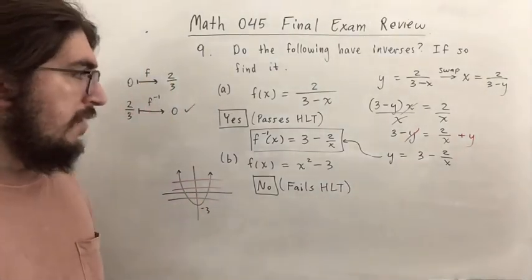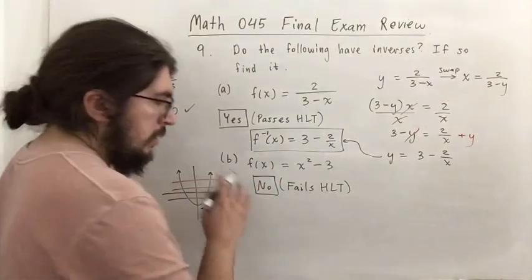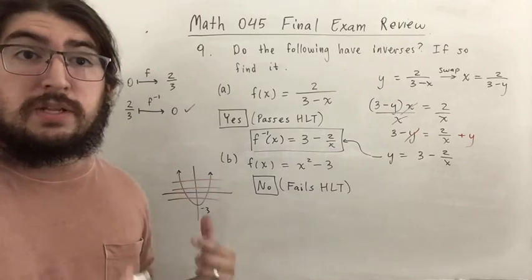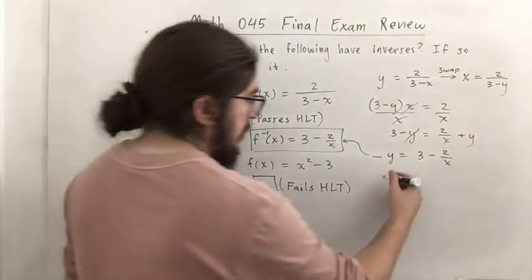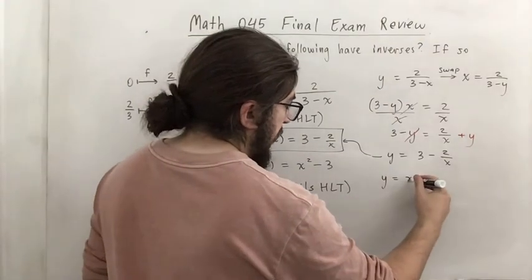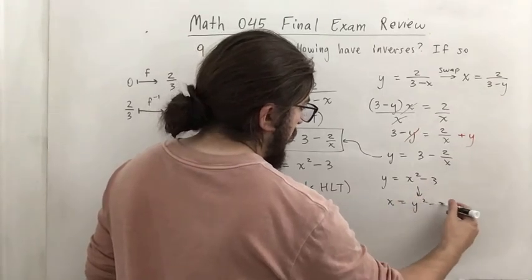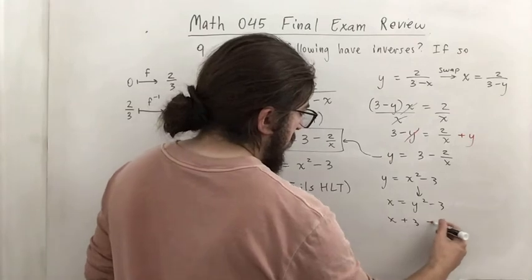Okay. Now if you wanted to actually do this, I'll show you. Just going through the motions and trying to find the inverse, you can actually show that it doesn't have an inverse as well. So replace f of x with y, swap x's and y's. To solve for y, you can add 3 to the other side.